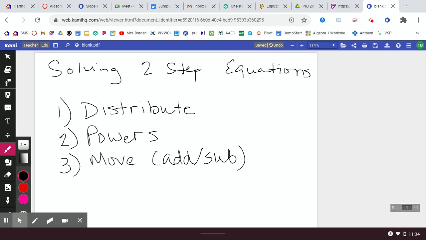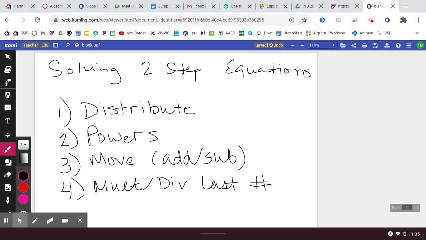So you want to get everything that's furthest away from the variable first, and then little by little you move yourself closer and closer to that variable. And then the last step is to multiply or divide the last little bit away from it. Okay? And once everybody has those 4 steps written down, we'll do a couple of examples. For today, we're going to skip distribution and power problems. We'll look at those next week.